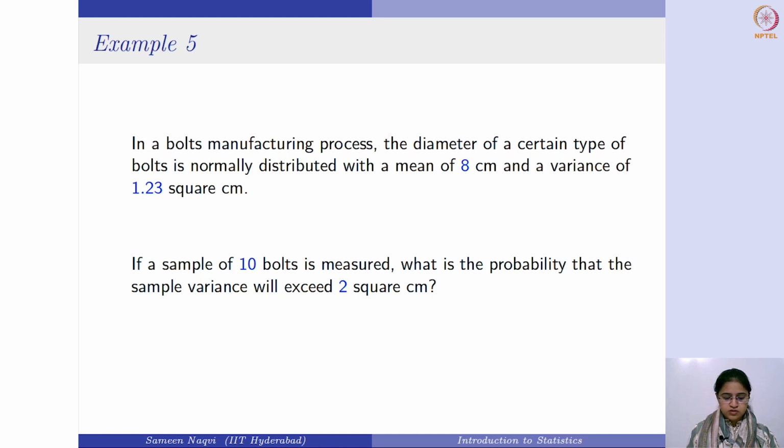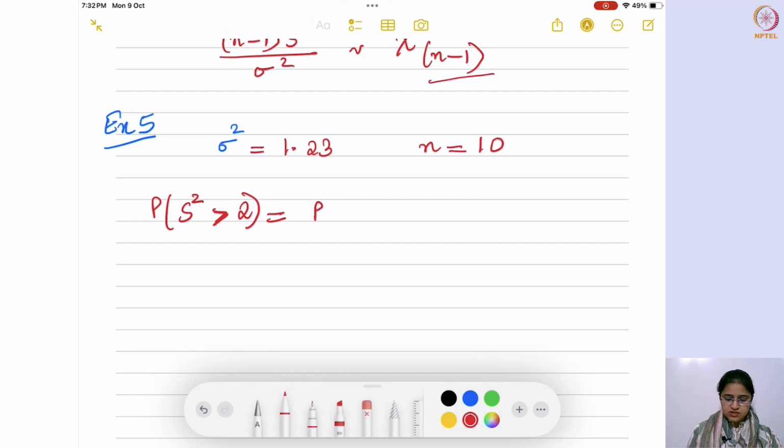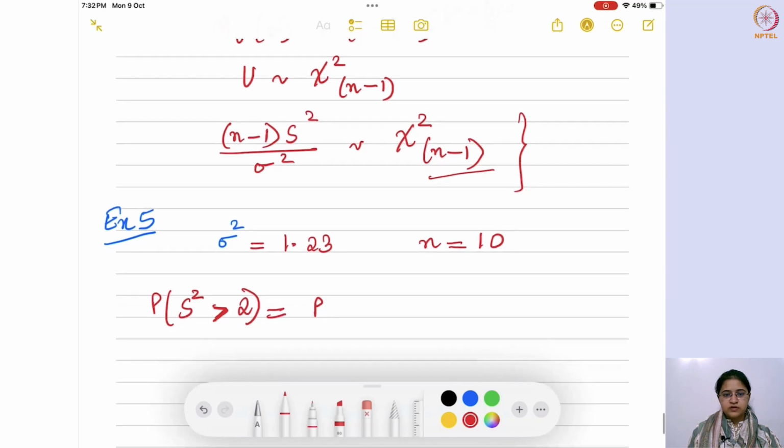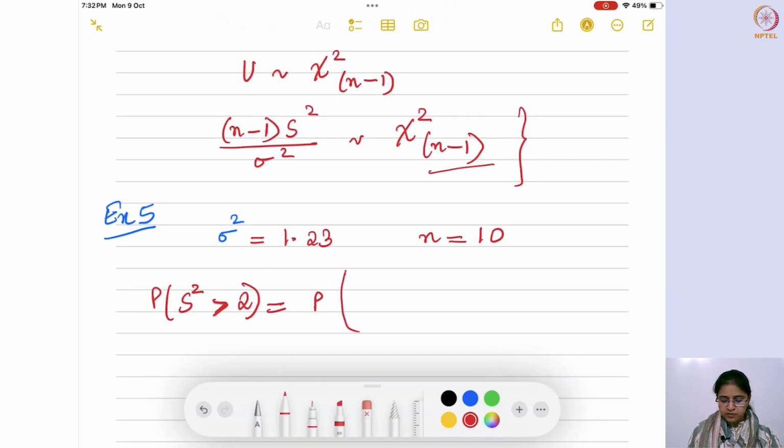Again, we can simply use the result. So since we have this result over here, we can write it in the same form. N minus 1 times, that is 9 times of s square divided by sigma square, that is 1.23. This would be greater than equal to n minus 1 again over here. So n minus 1 would be 9. 9 divided by 1.23 into 2.